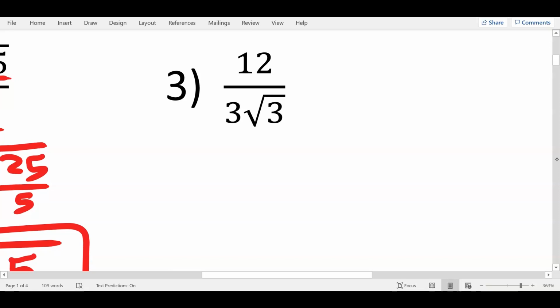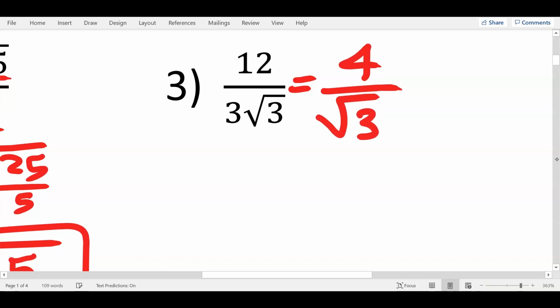So 12 divided by 3 is what? 4, right? And if you get a whole number, that's going to be on top, okay? So I got a 4 on top now, but I got a square root of 3 still on the bottom. Now I'll be impressed. Last period forgot. What do I do to get rid of the square root on the bottom?